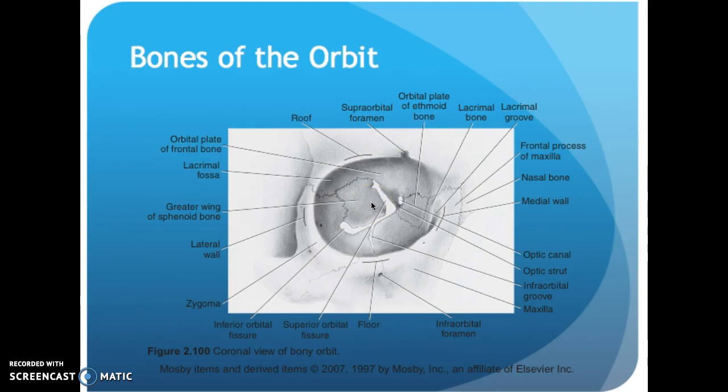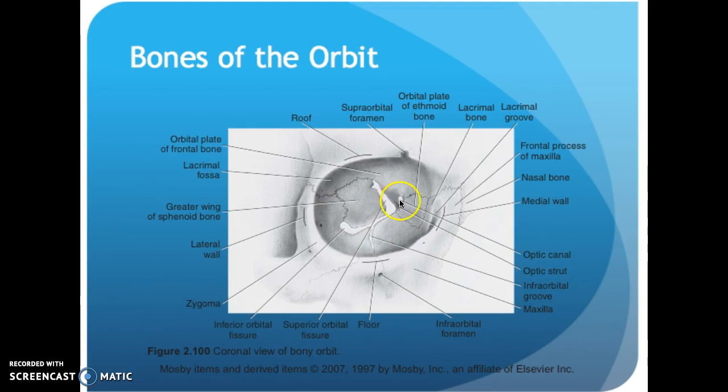You have your orbital plate of your ethmoid bone, your lacrimal bone with your lacrimal groove. Your nasal bone is up top higher. We have your optic canal with your optic strut, your infraorbital groove there, your maxilla, and your infraorbital foramen. So there's a supraorbital and an infraorbital foramen. You have your superior orbital fissure here, and this is your inferior orbital fissure down below.